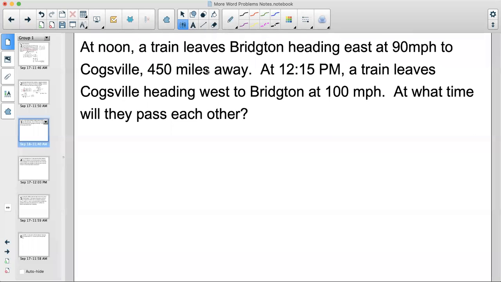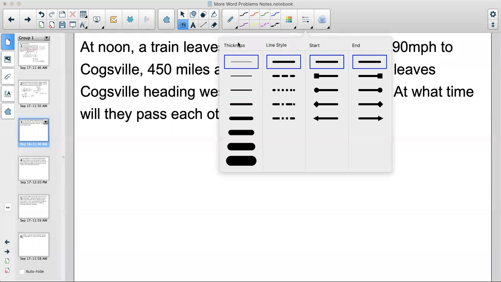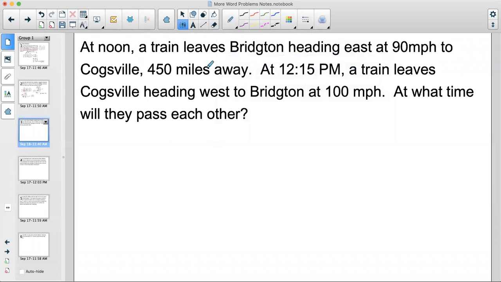Okay, we're back. Still with the trains. And we have a new situation. We have a train that leaves Bridgeton heading east, going towards the city. So let's say this is Bridgeton, and this guy heads this way, going 90 miles per hour.